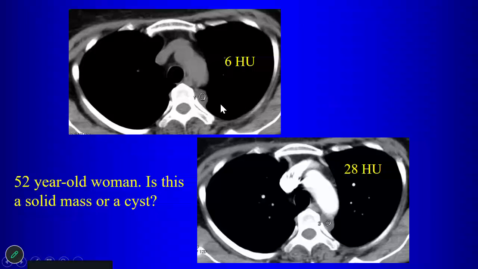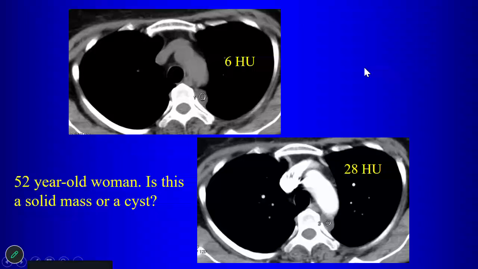This lesion here measures low attenuation on the non-contrast CT. Then I have a post-contrast CT. Is this a solid mass or a cyst? Solid mass. Everybody agree? You want to be careful because the attenuation of the vessel nearby might be affecting it. So what should you do? Wait a little bit, like a minute.